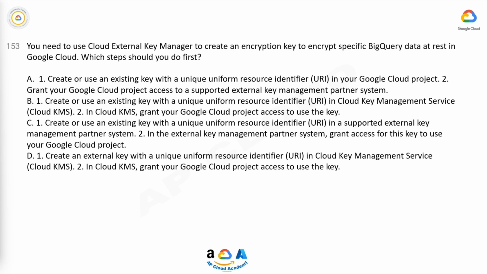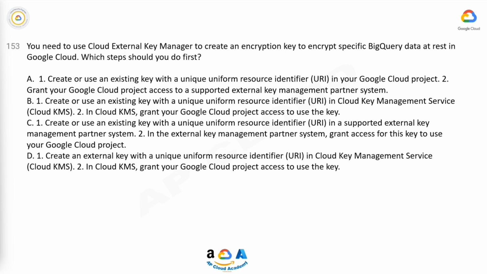B. 1. Create or use an existing key with a unique Uniform Resource Identifier, URI, in Cloud Key Management Service, Cloud KMS. 2. In Cloud KMS, grant your Google Cloud project access to use the key. C. 1. Create or use an existing key with a unique URI in a supported external key management partner system. 2. In the external key management partner system, grant access for this key to use your Google Cloud project.